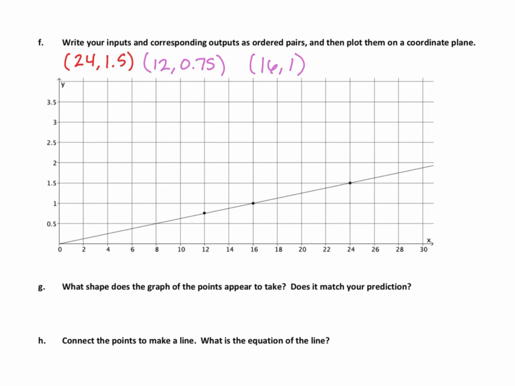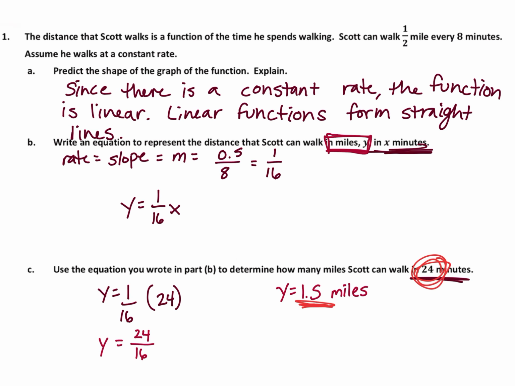And then you can see that we are graphing those points. So over to 24, up to 1.5, over to 12, up to 0.75, and over to 16, up to 1. What shape does the graph appear to take, and does it match your prediction? In part A, we predicted that it would form a straight line.